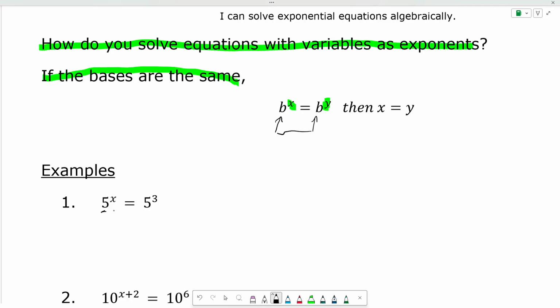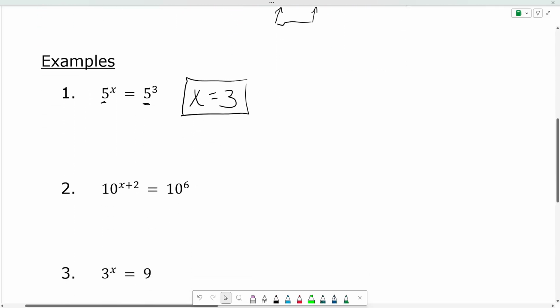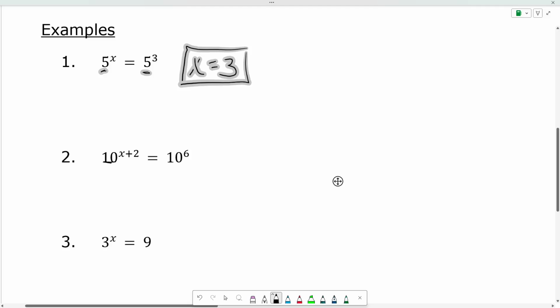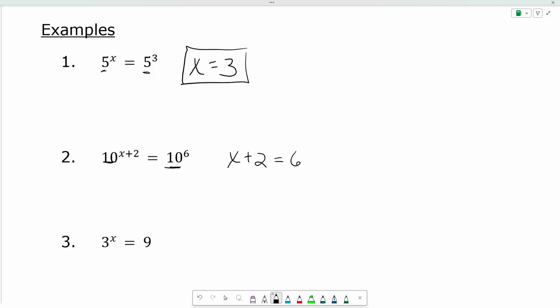So here, my bases are 5. Since my bases are 5, my exponents are the same, so x is equal to 3. Looking at my next example, my bases are both 10. Since my bases are both 10, I can set up the exponents, x plus 2, equal to 6. Here I have a one-step equation, so I'll move the 2 to the right by subtracting 2, and I find that x is going to be equal to 4.